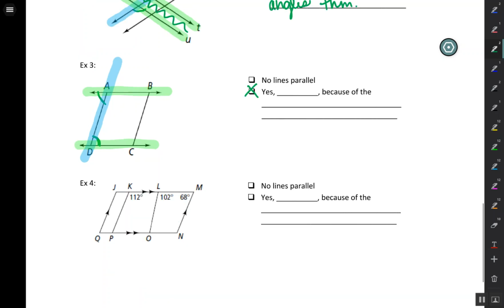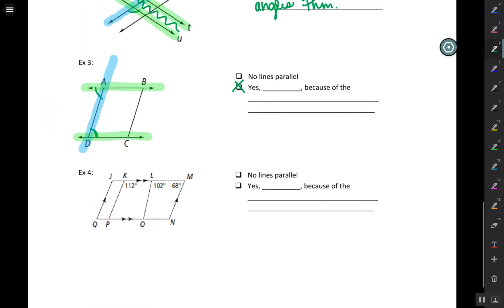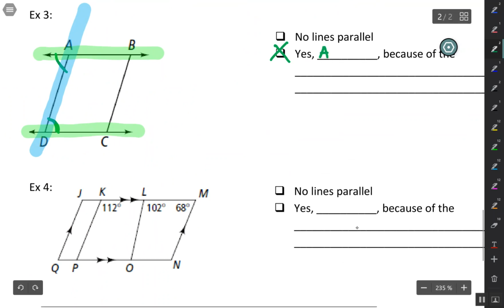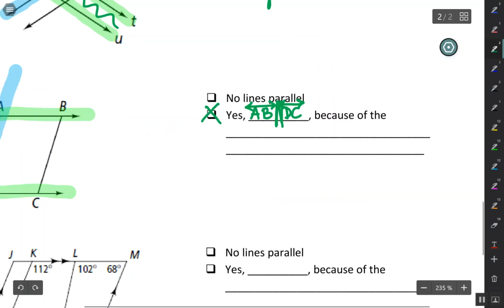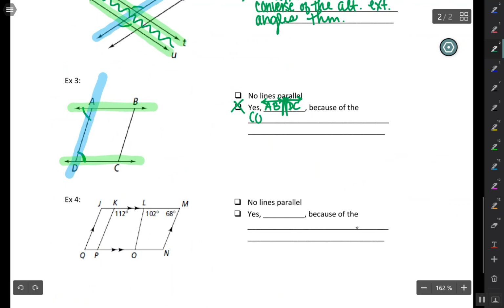Notice this time that we're not using the little lowercase italic letters to name lines. We're going to have to name lines with two letters. So the top line is line AB, and we put a little double arrow line over it. The bottom line is DC. That's supposed to be the parallel symbol. It looks a little crooked. And that is by the converse of the alternate interior angles theorem.